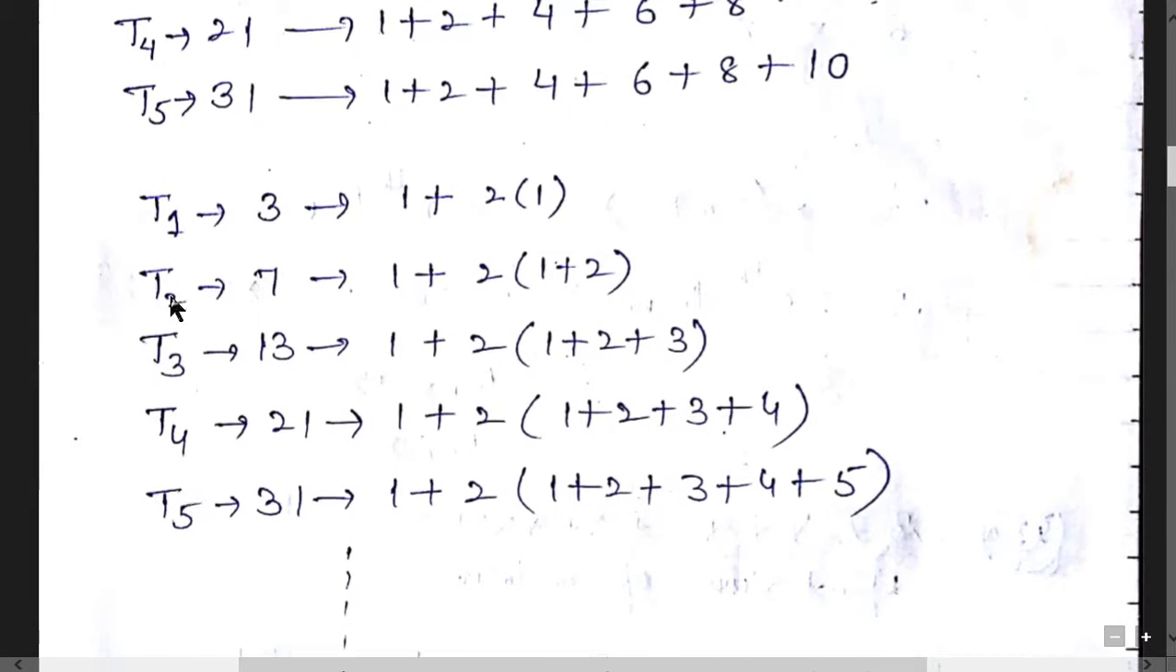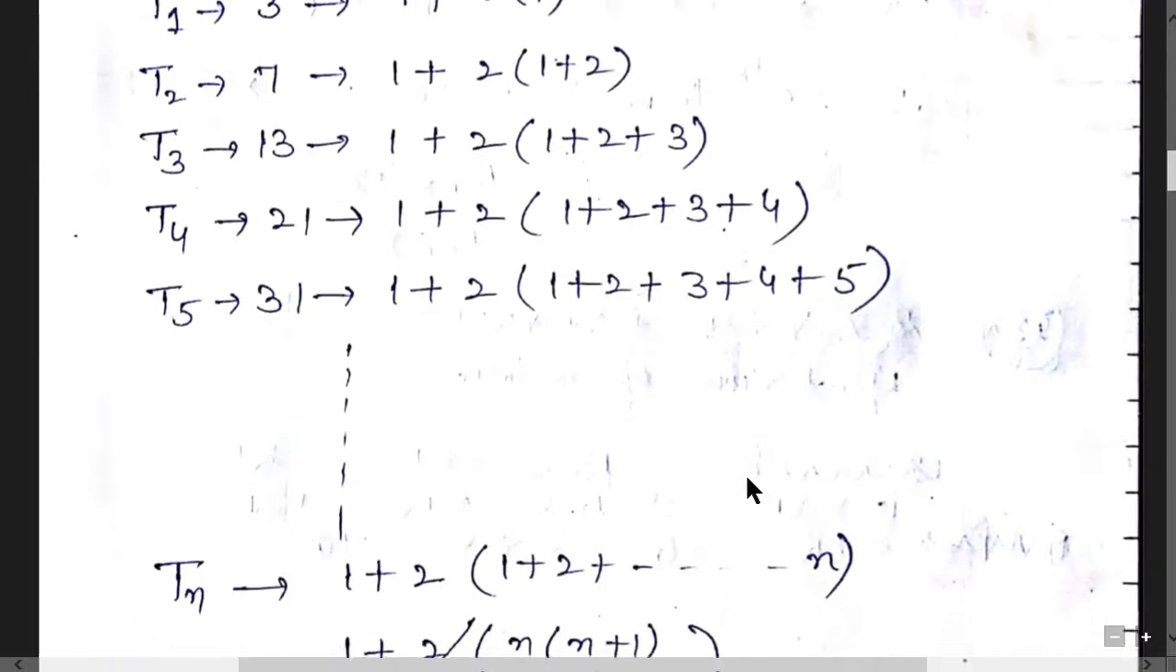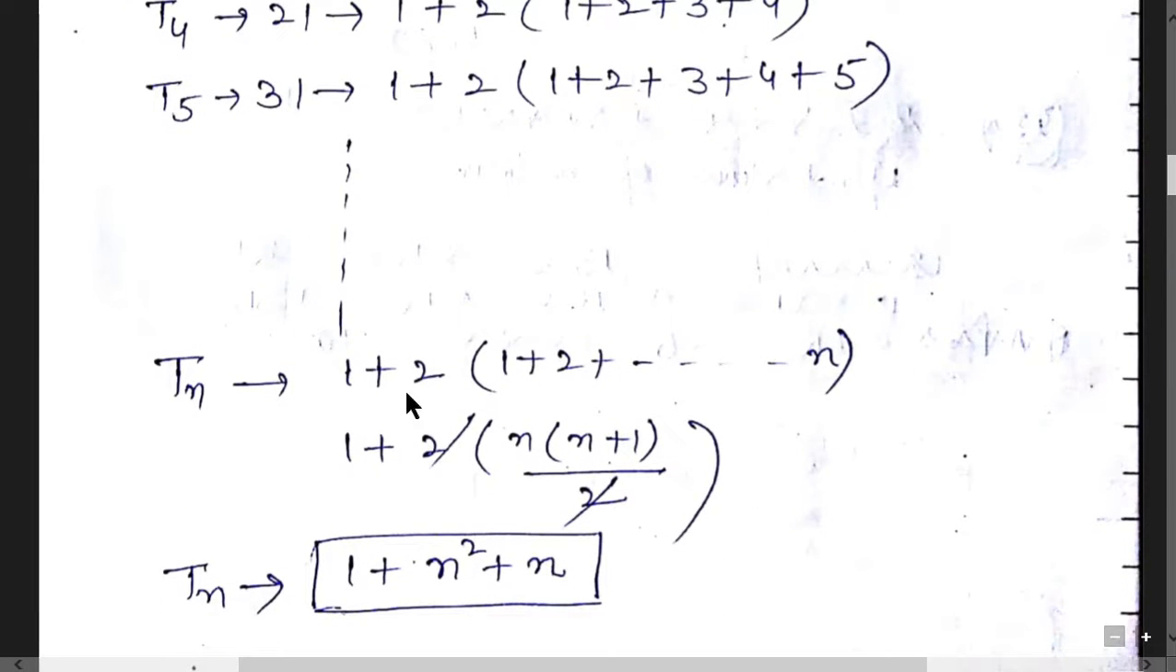It means you can write the first term as 1, and the second term as 1 plus 2 into 1, the third as 1 plus 2 into 1 plus 2. You can take 2 common from the second and third term, similarly the third, fourth and fifth terms. It means we can easily write the nth term as 1 plus 2 times (1, 2, 3, and so on up to n).